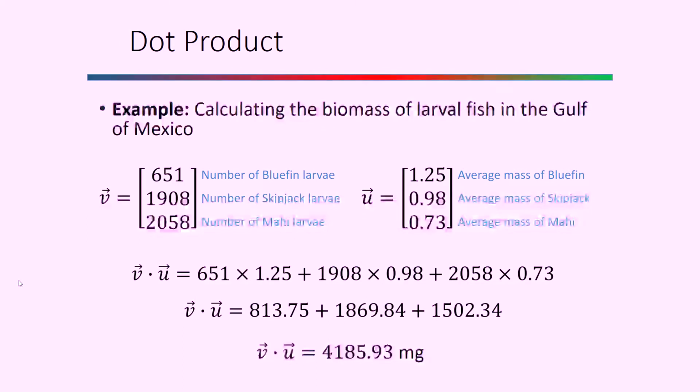It will be equal to the number of bluefin tuna, 651, times the average mass of bluefin, 1.25 milligrams, plus the number of skipjack tuna, 1,908, times the average mass of skipjack tuna, 0.98 milligrams, plus the number of mahi-mahi larvae, 2,058, times the average mass of mahi, 0.73 milligrams. If we plug this into a calculator, it's equal to 813.75 plus 1869.84 plus 1502.34, which is equal to 4,185.93 milligrams.